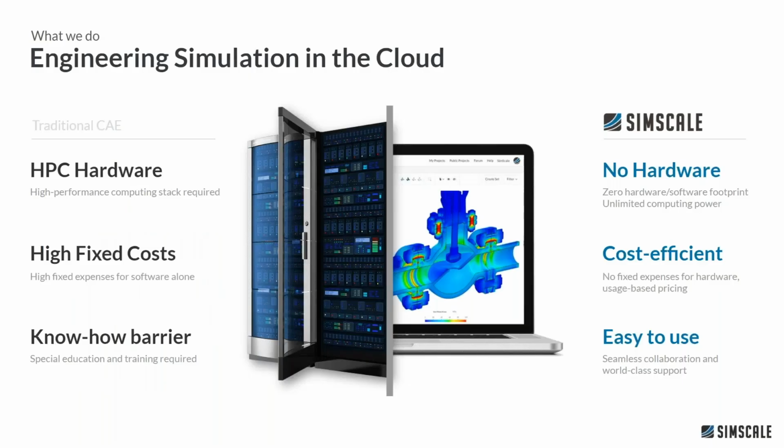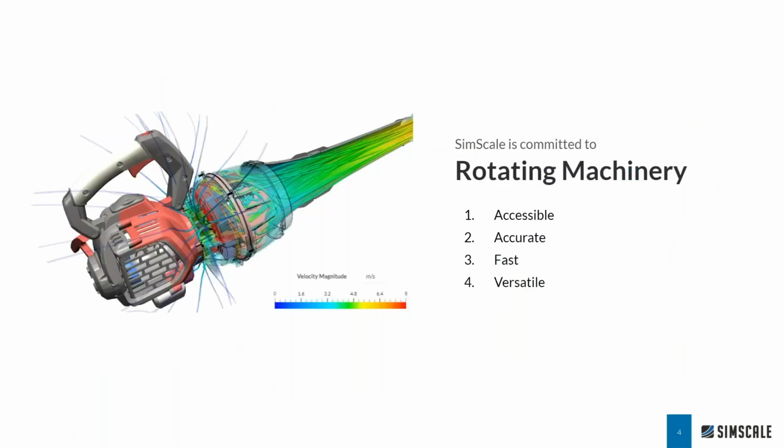So for about a decade now, SimScale has been breaking down the traditional barriers to simulation by bringing cost-efficient and easy-to-use simulation to the cloud, which basically means that we are driving the hardware and software footprint of simulation to zero. And about a year ago, we extended this vision to the rotating machinery industry, where we endeavor to bring accurate simulation to the cloud, making it really fast, and because of the platform, accessible to different teams across companies and across the product life cycle, and also covering a broad range of applications within this industry.